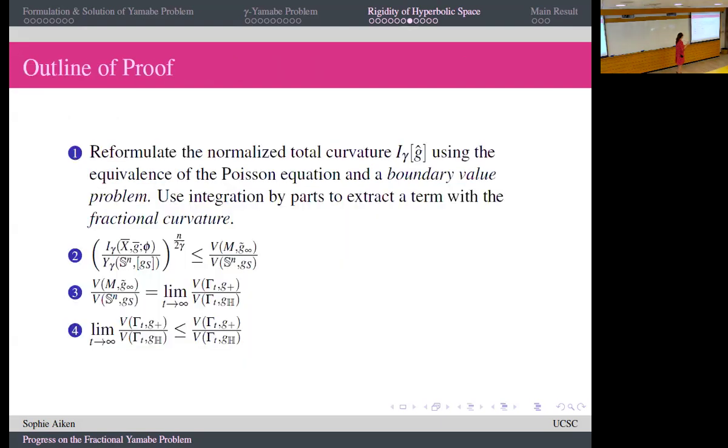Okay, and so a brief outline of their proof for showing this lower bound. They want to reformulate the normalized total curvature in a more useful way this time. So rather than defining the scattering operator and the regularized scattering operator using the Poisson equation, they're going to use a different boundary value problem. And by doing that, I get a different numerator in my total curvature functional.